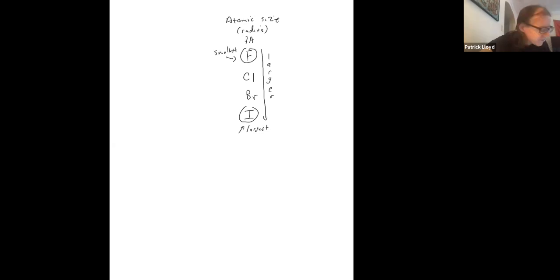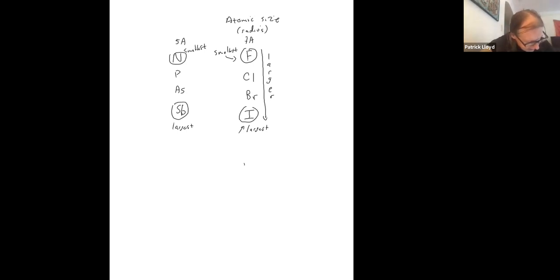Okay, and that holds for other columns as well. So for example, nitrogen in 5A, phosphorus, arsenic, antimony. This one would be the largest of the 4, and this one would be the smallest. Very simple. Now that has an effect in terms of a bond.